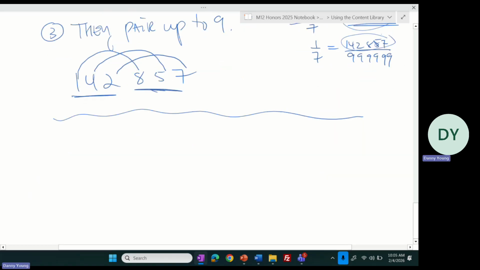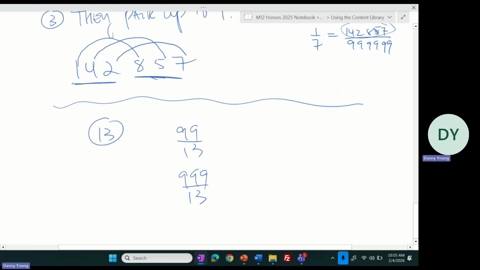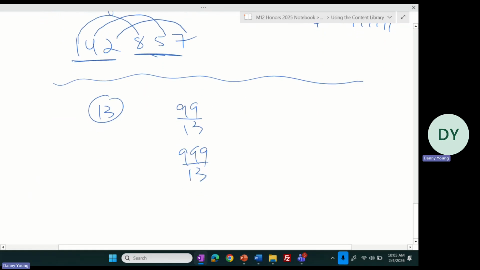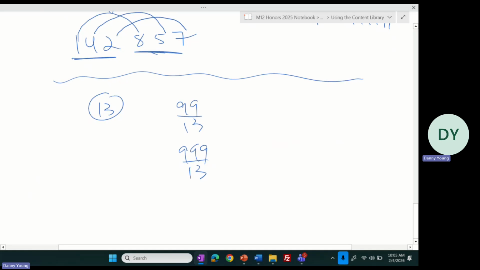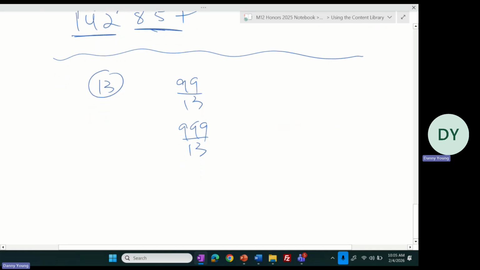Now, let's try 13. Is 99 divisible by 13? How about 999 divided by 13? Yes or no? Not yet. Okay, come on, stay with me. How about 4 nines? Is it divisible by 13?